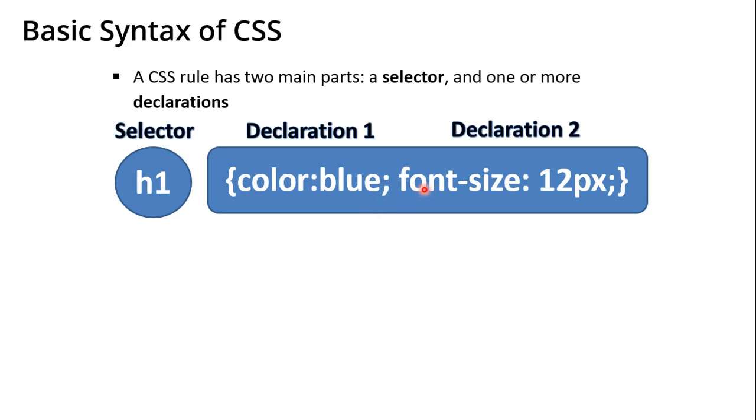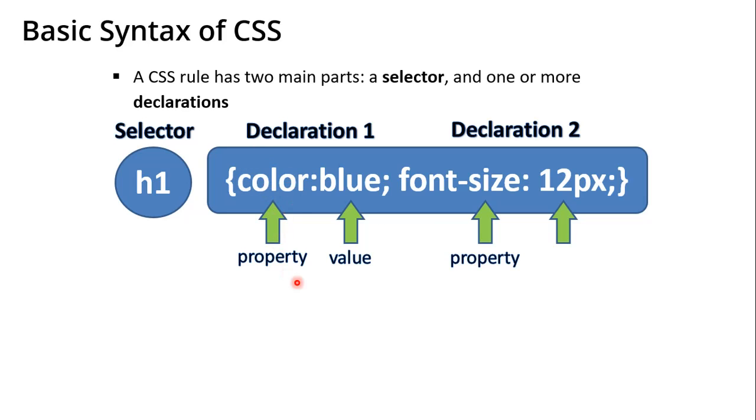Now we want font size 12 pixels, so font-size colon 12. This color and font-size are known as properties, and blue and 12 are known as the values of these properties. So we write the property, which may be color or font-size, and the value, like blue or 12. This is a declaration: according to which type of appearance we want, we write in the declaration. The selector can be HTML elements, ID or class.